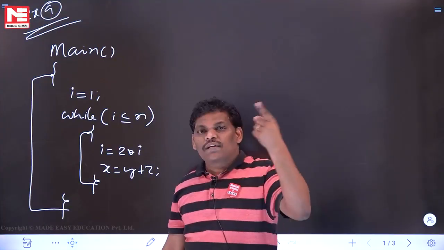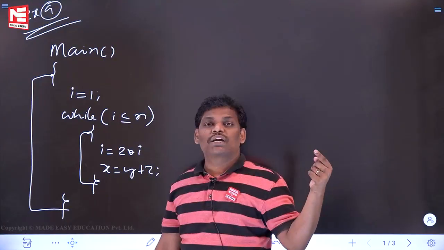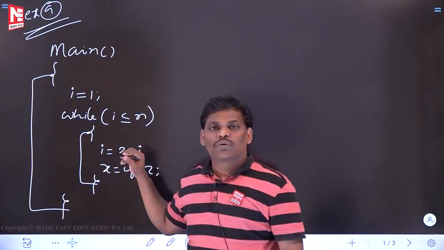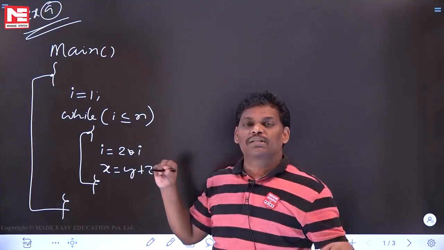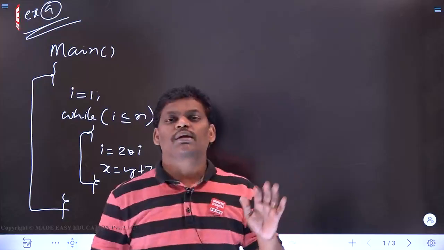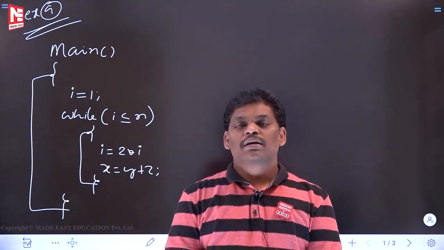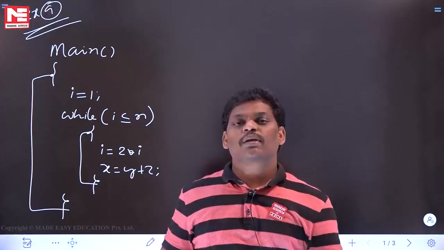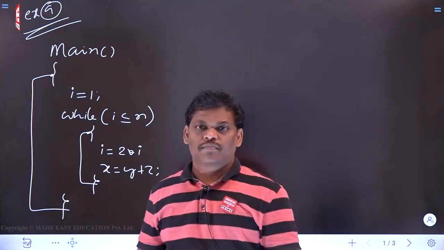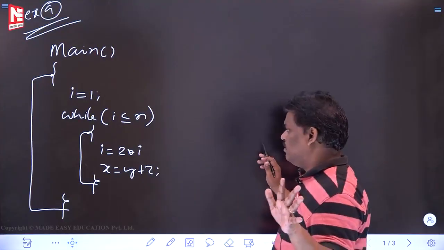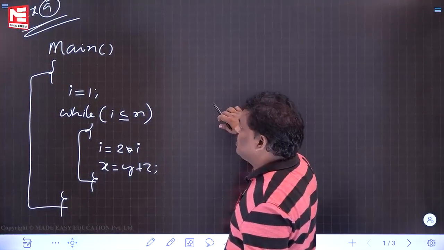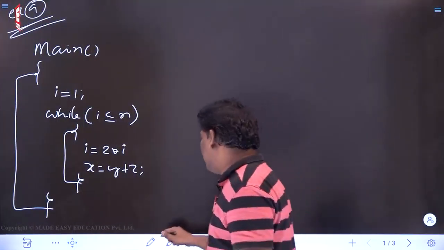If you always increment plus 2, plus 2, plus 2, how many times does the loop run? N by 2. If you always do into 2, into 2, into 2, definitely the loop will run fewer times. The reason is that you are incrementing fast. Plus 2 means incrementing slowly, into 2 means incrementing fast. If you increment slowly, it will repeat many times. If you increment fast, it will repeat fewer times. I am thinking that you are fine now. Now see the next one. Some people are asking, sir, what is the answer of this one? I will explain. Listen.